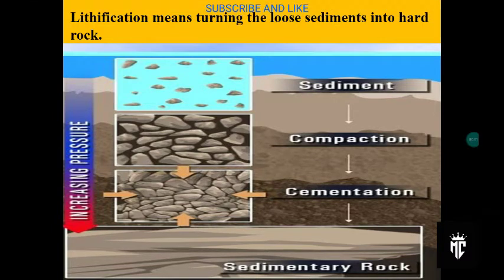Next slide. In this image, we will understand the various processes involved in the formation of sedimentary rock. The basic process is called lithification. What is lithification? Lithification means turning loose sediments into hard rock. But how are these loose sediments turned into a new type of rock? They undergo various changes. These three processes are sedimentation, compaction and cementation.